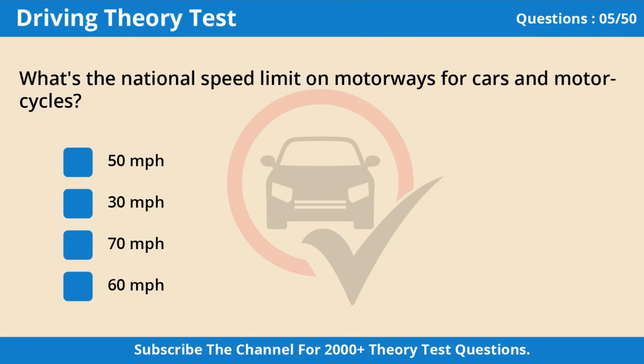Question 5. What's the national speed limit on motorways for cars and motorcycles? A. 50 miles per hour. B. 30 miles per hour. C. 70 miles per hour. D. 60 miles per hour.